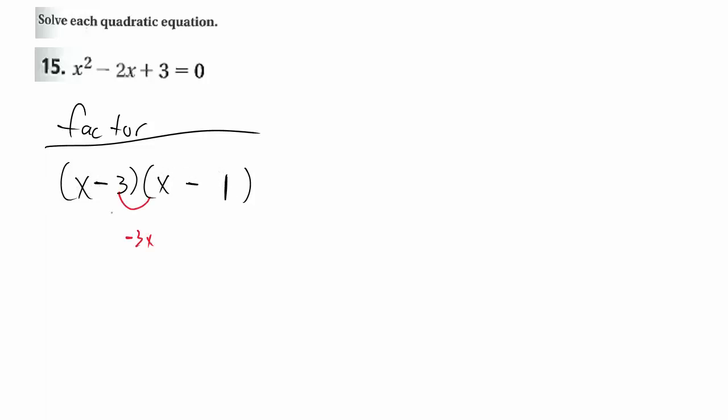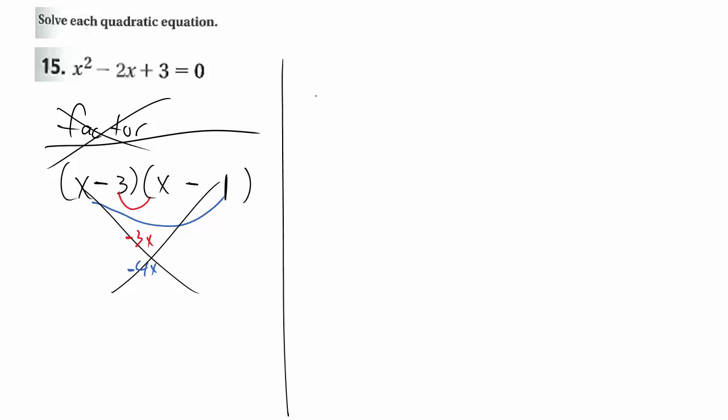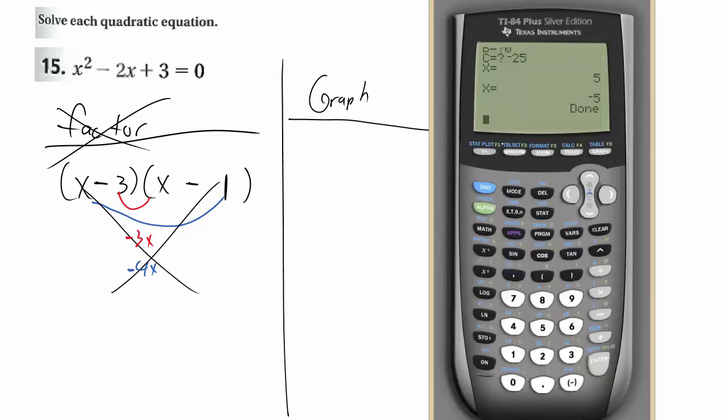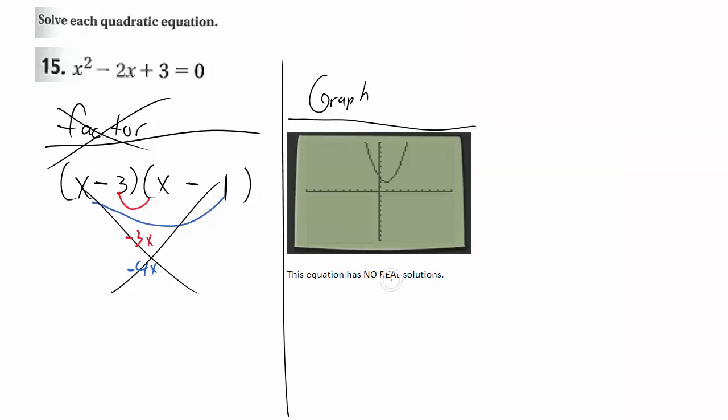I'm going to try to factor it, and I'll only make one attempt. That should be minus 1x right there, but altogether it makes a minus 4x. But factoring is impossible in this case, at least trying to factor it using integers. It just doesn't work out. I can graph it, and it's not going to be as pretty as the other one. When I go to graph it, it doesn't have any x-intercepts at all. So this has no real solutions.